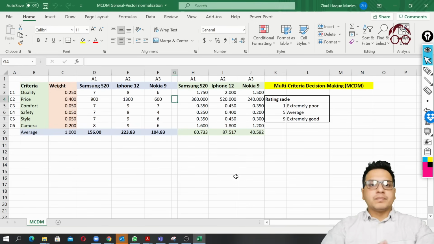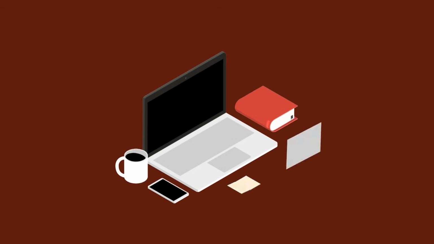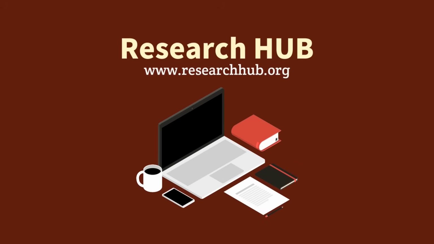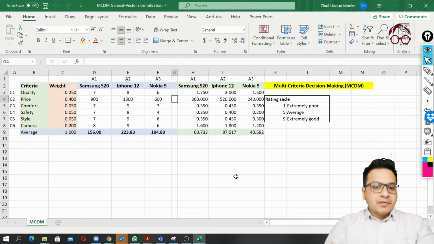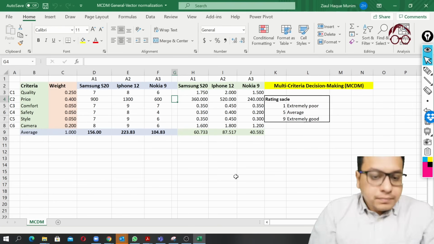Hello everyone. In this lecture, I'm going to show you how to apply vector normalization in your multi-criteria decision-making problem. Here we have the same problem that we solved in the linear normalization approach. So we are going to just apply the vector normalization and see how it works.